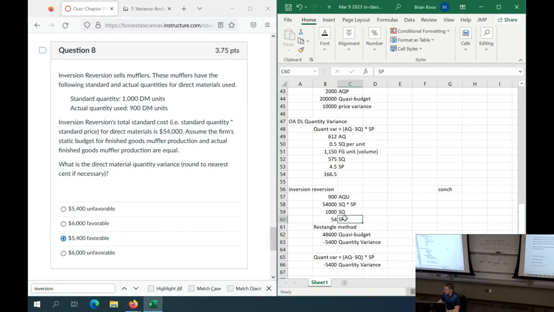I think the trick that probably, if this was tripping you up or you weren't quite sure about this question, is having to tease out the standard price. That's, I think, the extra step this one does. It's a little fun wrinkle.